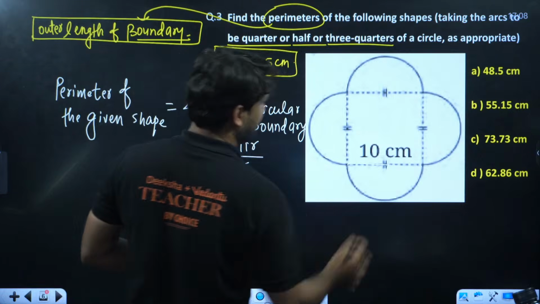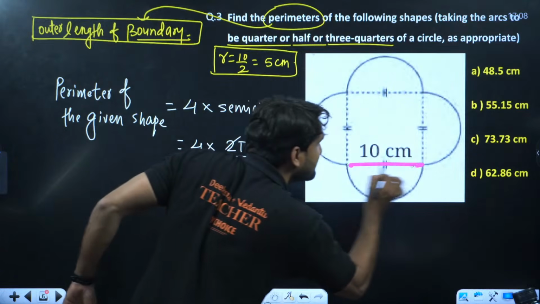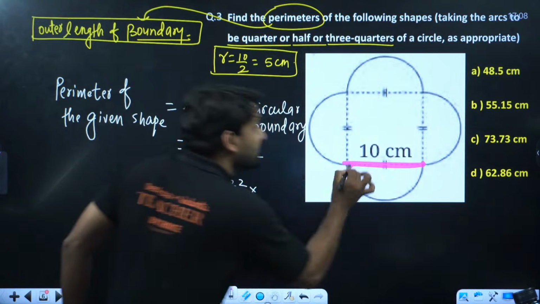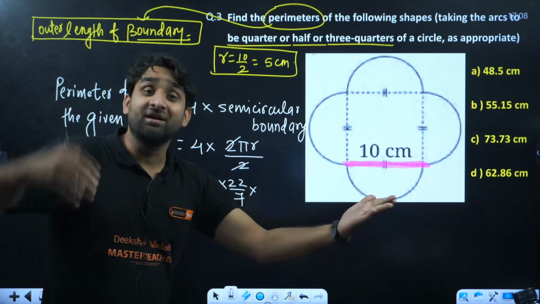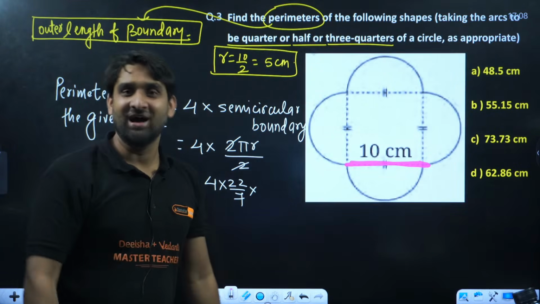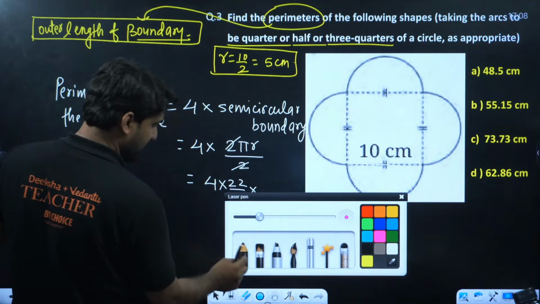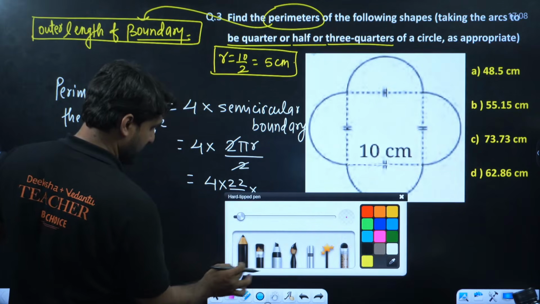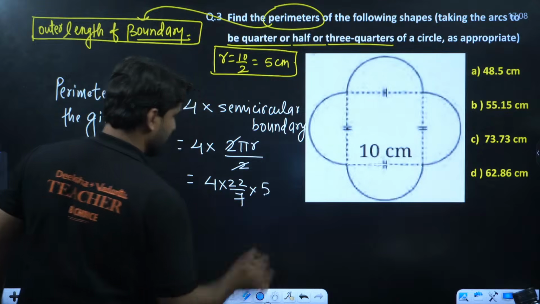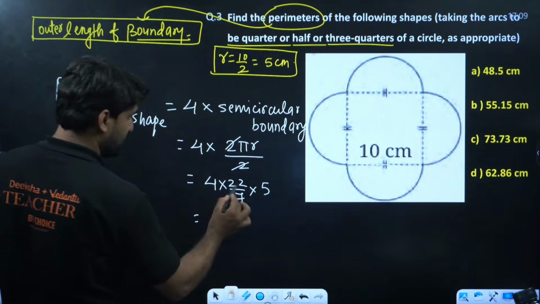This entire part is 10 centimeter. This is the diameter. And if the diameter is 10 centimeter, the radius has to be 5 centimeter. Half of the diameter is radius. So let's put 5 here. No one is cancelling here, so I think this will be 88.